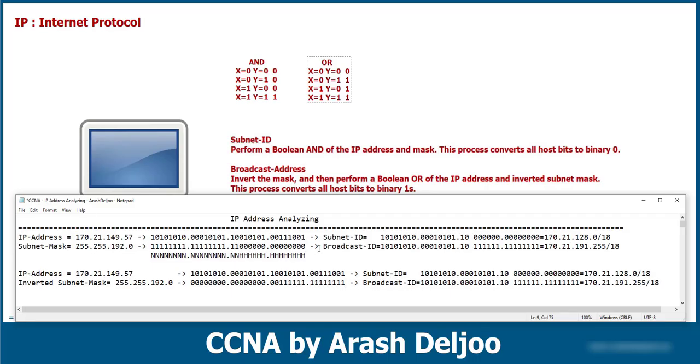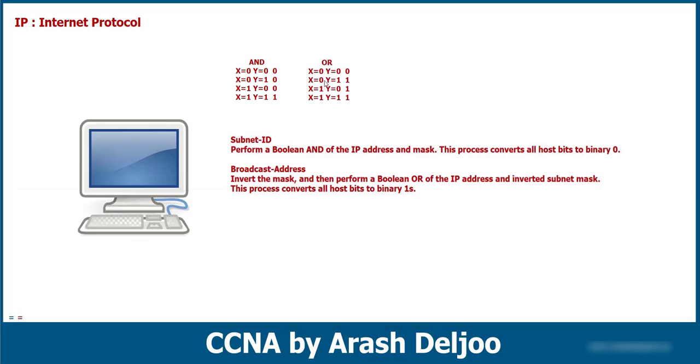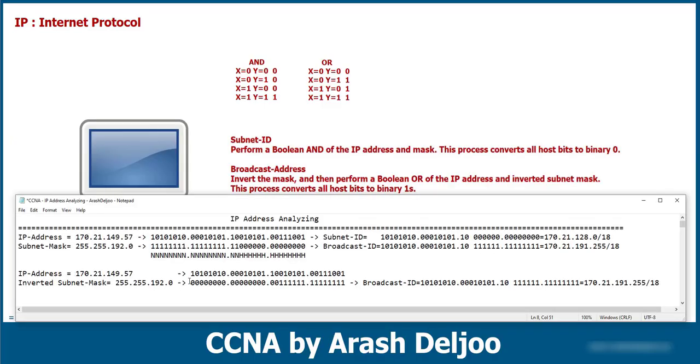Now we can easily find the broadcast ID. How? Look at here, invert the mask. We inverted the mask and then perform a Boolean OR of the IP address and the inverted mask. When you are using Boolean OR, if you have 1 in one of the values, the result is 1. But if you have 0 in both of them, the result is 0. Let me show you. Here we have, for example, 1 0, 0 0 1 0, again 1 0 1 0 1 0.